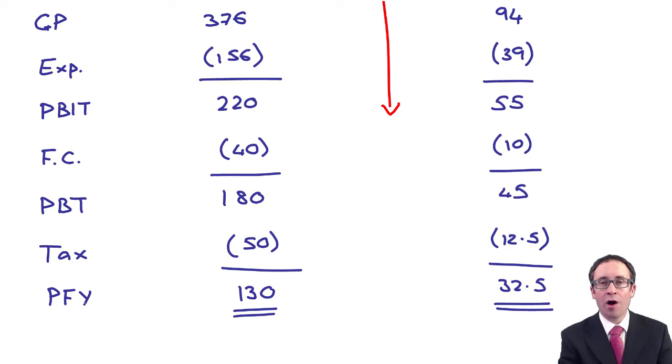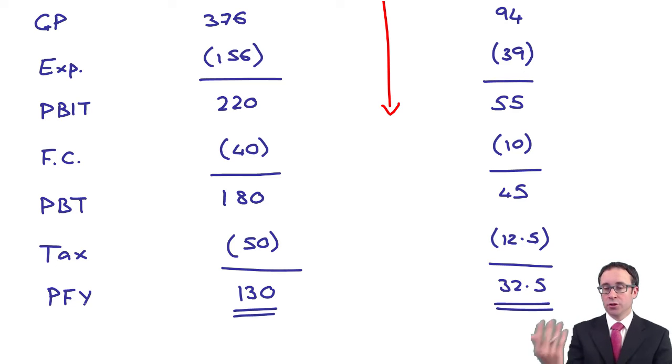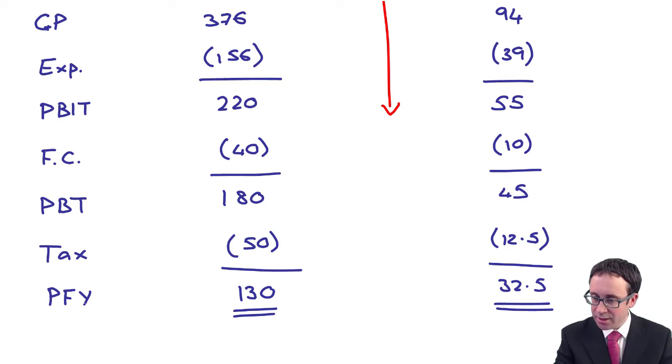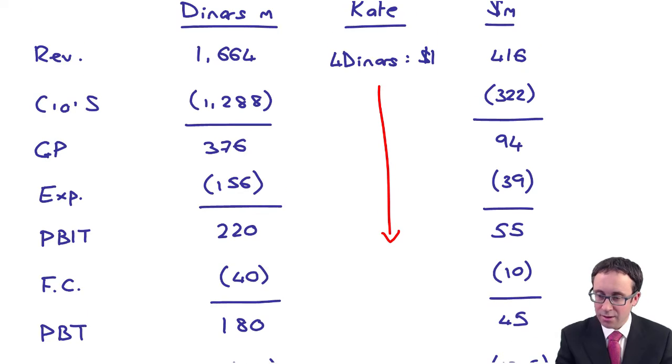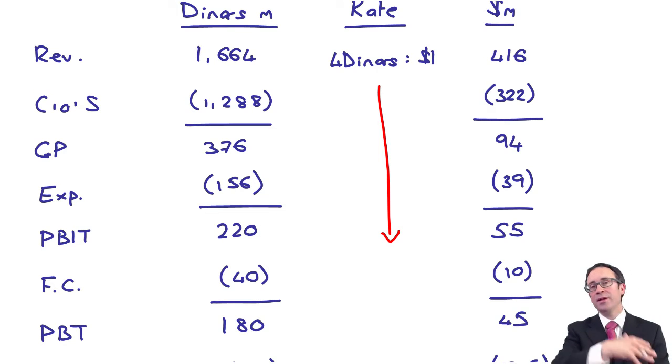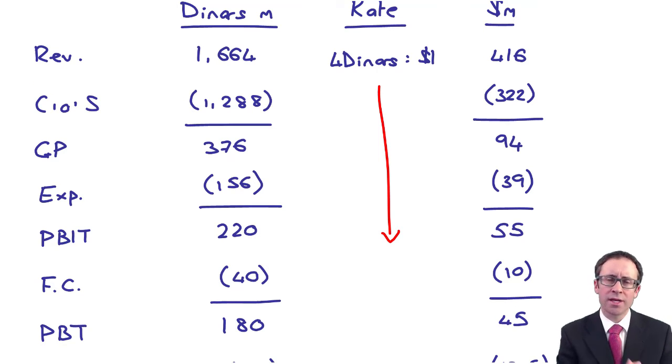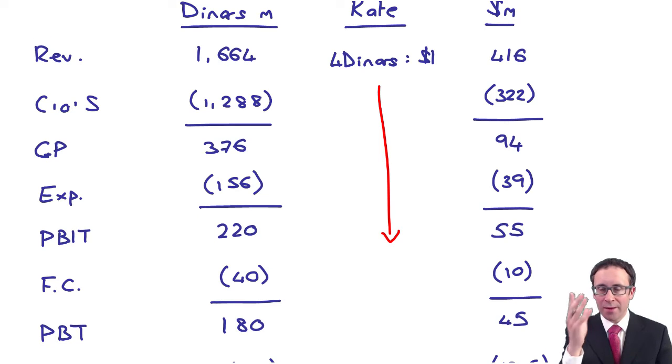Okay. And then what happens now is everything gets consolidated on a line by line basis within the statement of profit or loss. So the revenue of the subsidiary, which is there as 416, will get added to the revenue of the parent. The cost of sales of 322 will get added to the cost of sales of the parent. And then you would make all the various adjustments, intra-company sales, PUP adjustments, impairments, you name it.